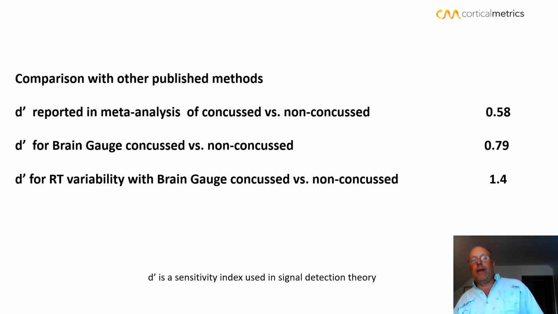D prime for the brain gauge, concussed versus non-concussed, is 0.79, so a little bit better. And again, we didn't use baseline. And D prime for reaction time variability with the brain gauge, concussed versus non-concussed, is 1.4. So it's almost twice as good in terms of signal detection theory.